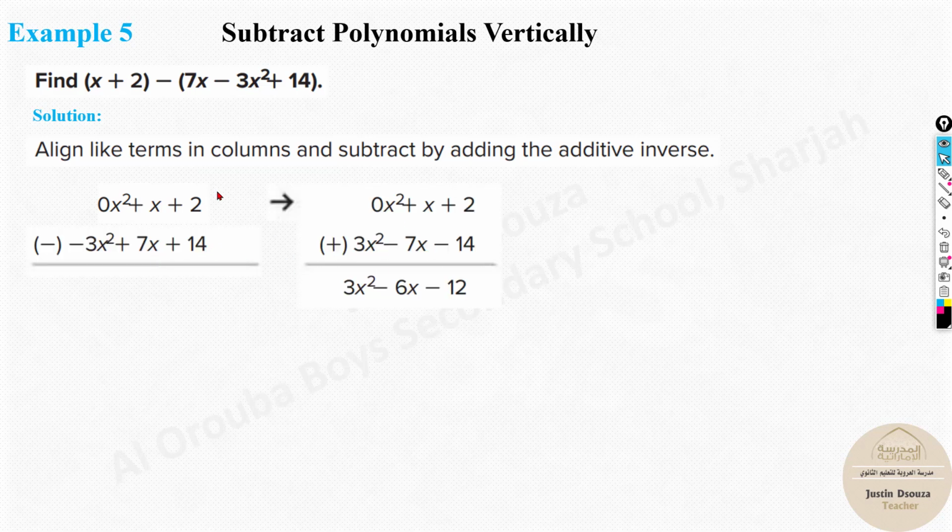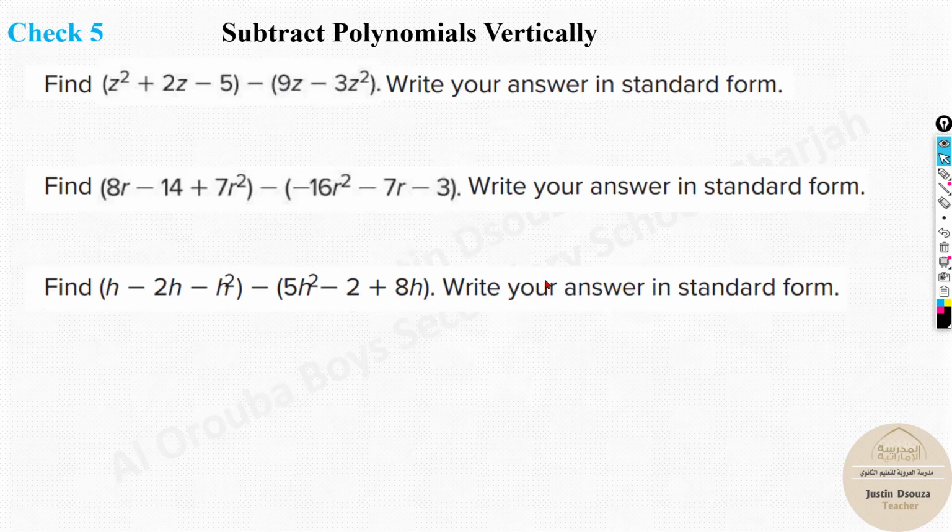You can see here, the highest degree is first. Minus and minus becomes plus, so it's 3x squared, and you get negative 7x over here, plus x, that will be minus 6x, and lastly minus 14 plus 2 is minus 12. That's it. And check your understanding.